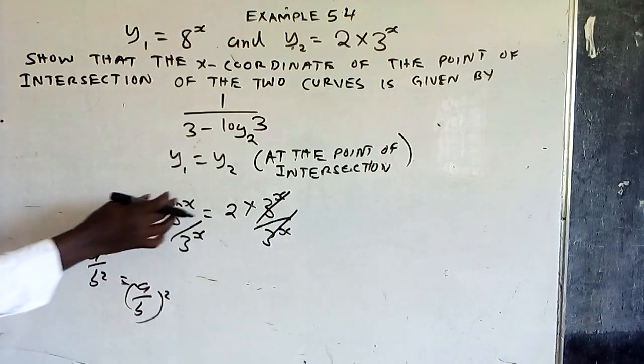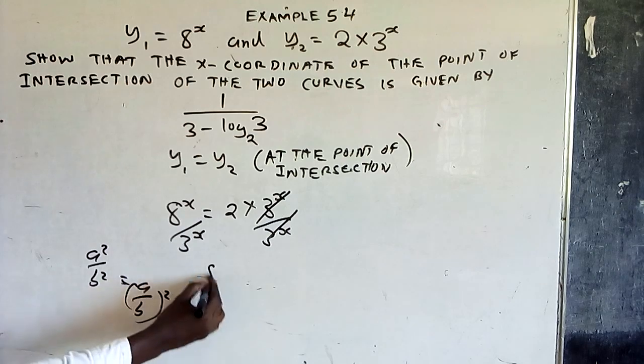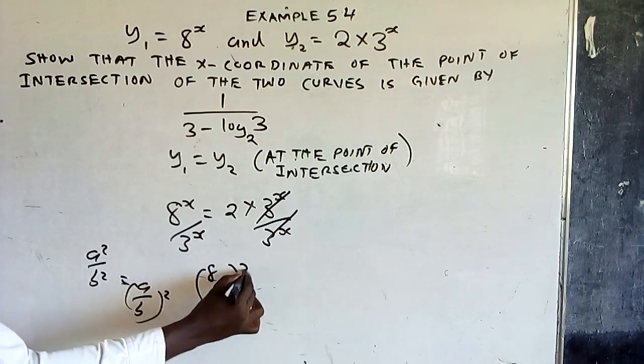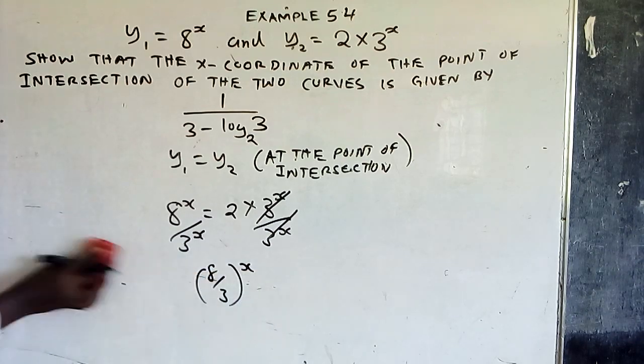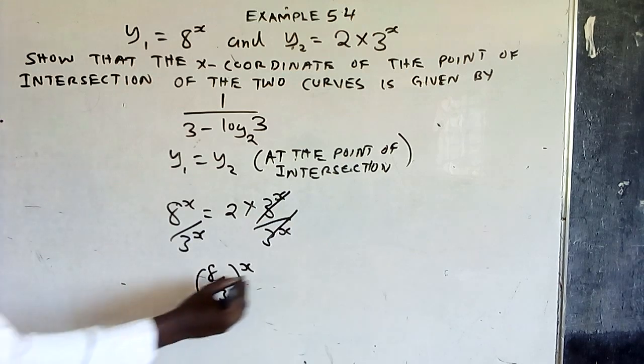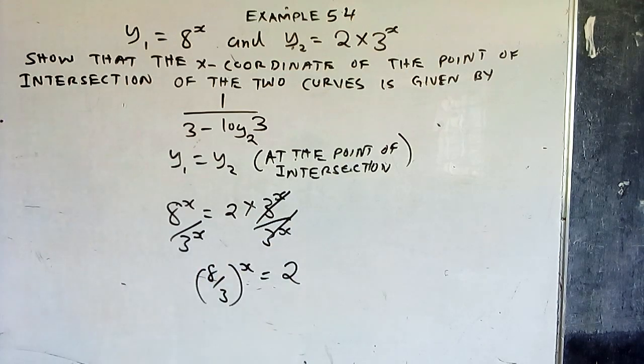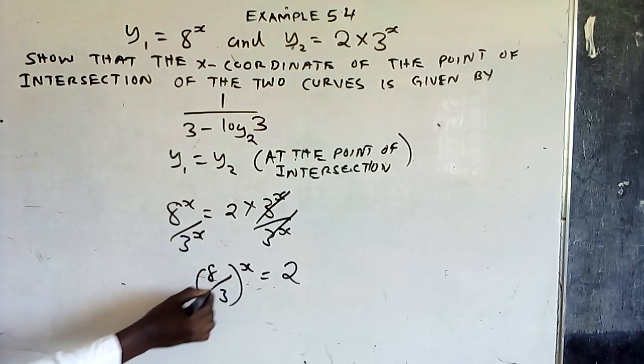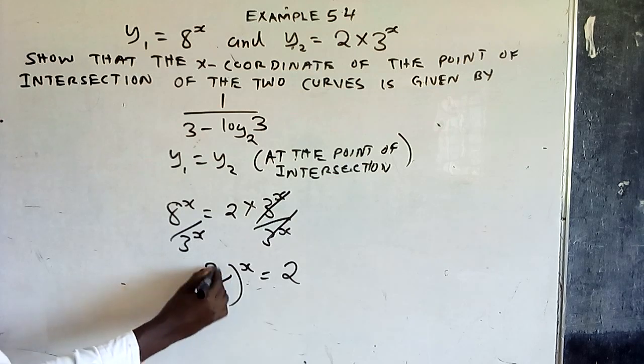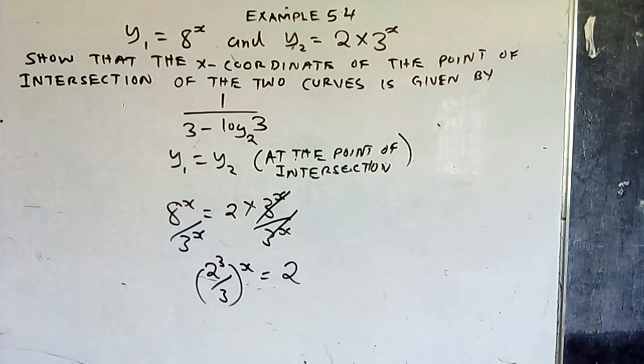So it means if you have 8 raised to power x over 3 raised to power x, that is just 8 over 3 raised to power x, same power, to be equal to 2. Are we together? To be equal to 2. And you know very well in simplest form, 8 is the same as 2 raised to power 3. Are we together?